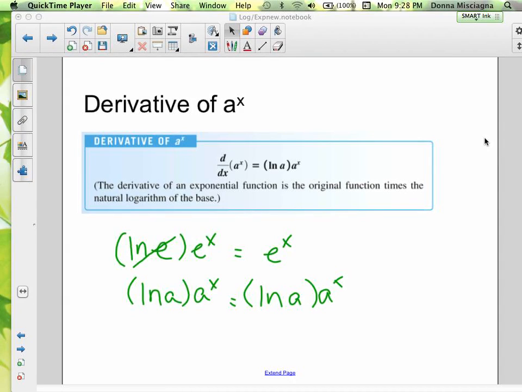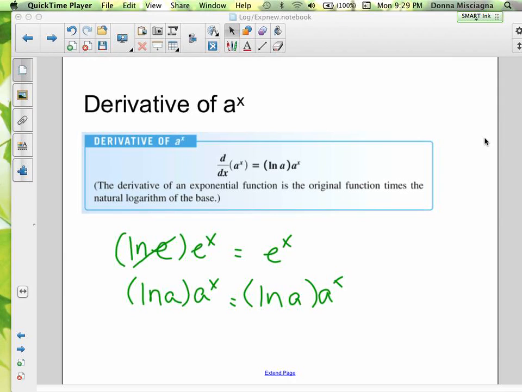So now we're going to be finding the derivatives for exponentials where e is not the base, some other value is. All right, so the derivative of a to the x is going to be a lot like the derivative of e to the x. It's going to be an exact copy again. So the derivative of a to the x is going to be a to the x, except we're going to have natural log of a. So whatever our base is, we're going to have natural log of that value. So the derivative of an exponential function is the original function times the natural log of the base.